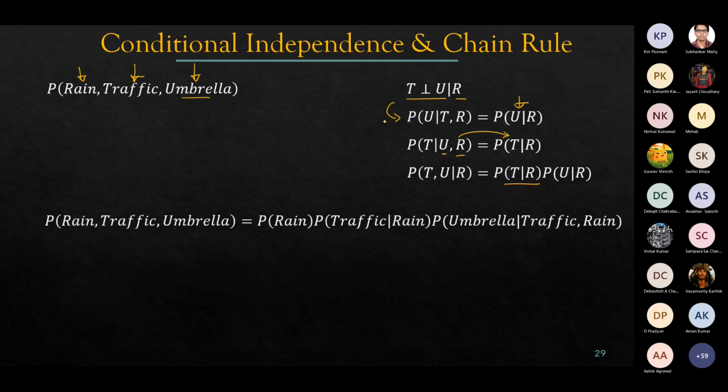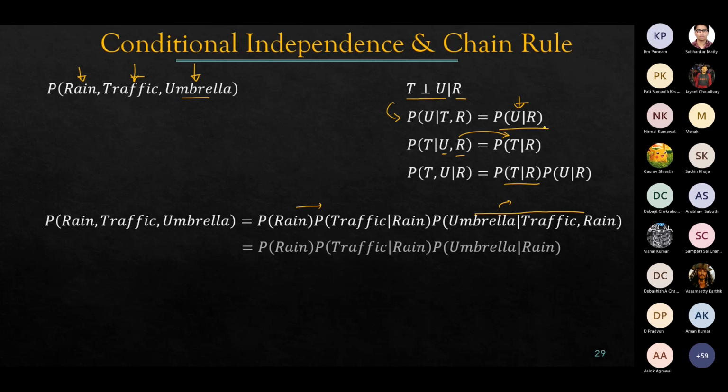Now, how do we represent that as a chain rule? The simple chain rule will give us probability rain, probability traffic given rain, and probability umbrella given traffic and rain. But we know that this can be equated to probability umbrella given rain, right? So we can simplify this as probability rain, probability traffic given rain, and probability umbrella given rain, right?